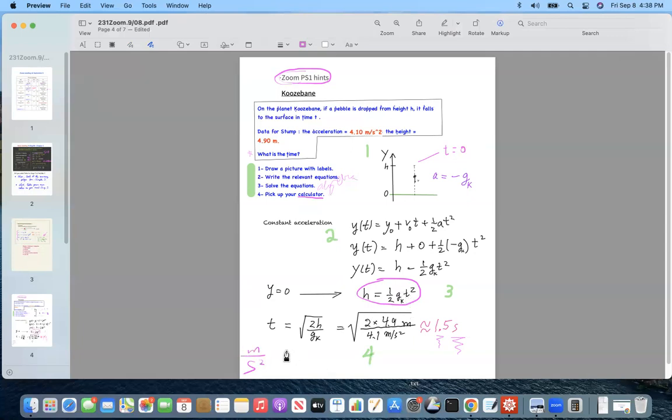And t is seconds. But t is squared, so that will give you seconds squared. Now, seconds squared cancels seconds squared, and so the unit will be meters. And the number will be 1/2 whatever you have for the acceleration times whatever you have for the time squared.